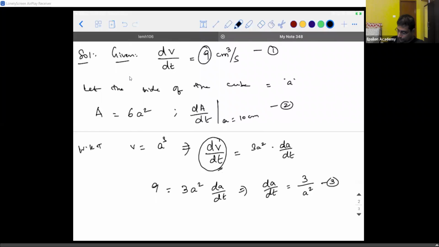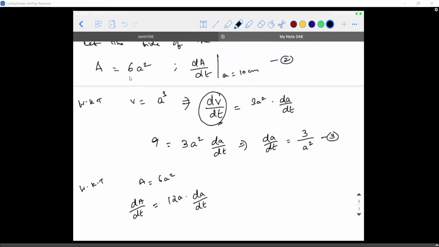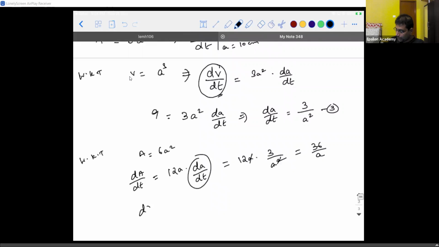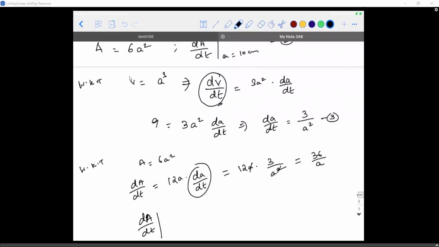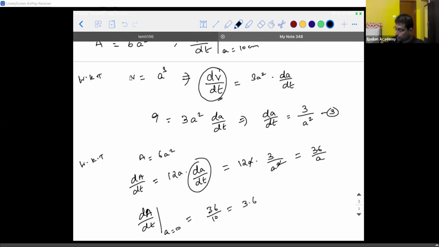But we also know that area is equal to 6a square. What is dA by dt then? 12a into dA by dt. What is dA by dt? Is it not 3 by a square? This and this will get cancelled. 36 divided by a. So our job is to find what is dA by dt at a is equal to 10. So 36 divided by 10 is how much? 3.6 centimeter square per second. Okay, this is how we solve.